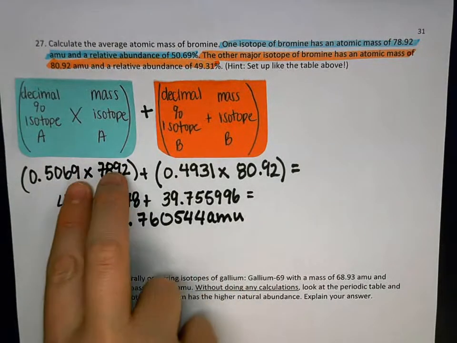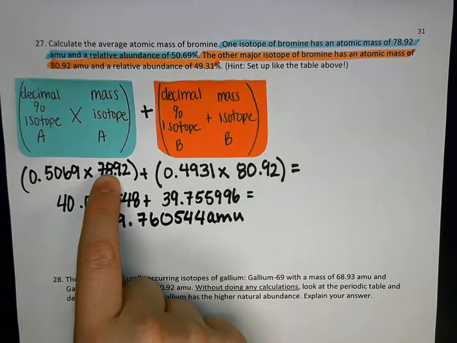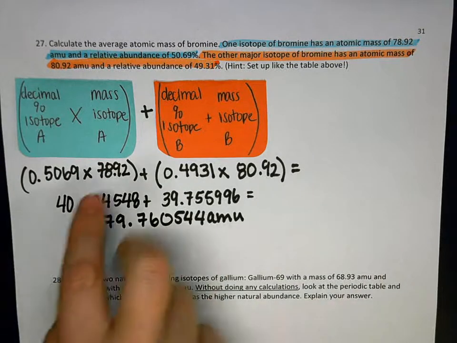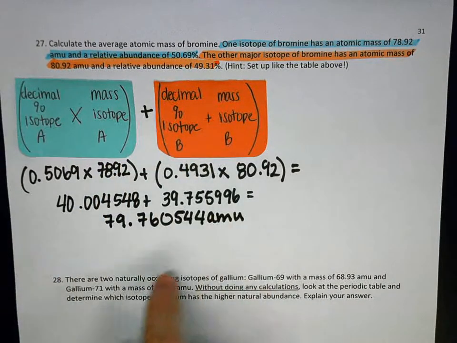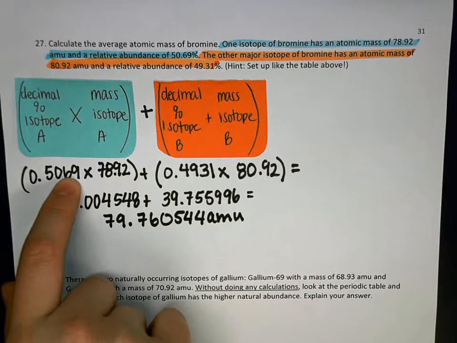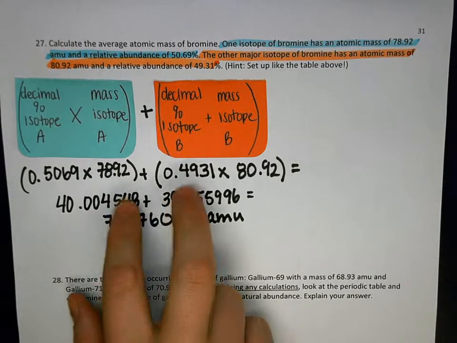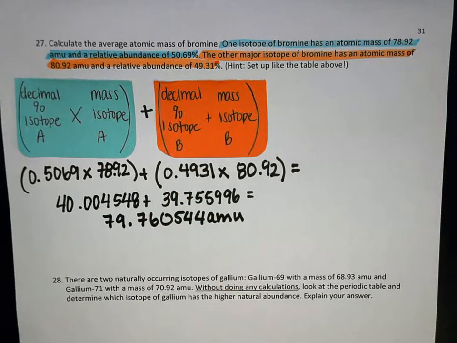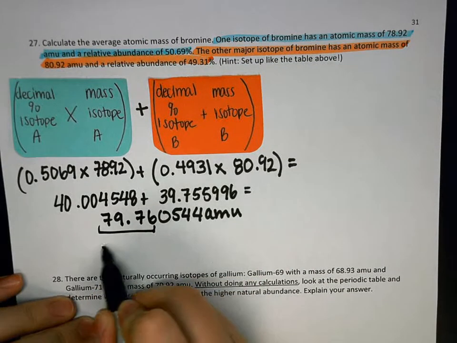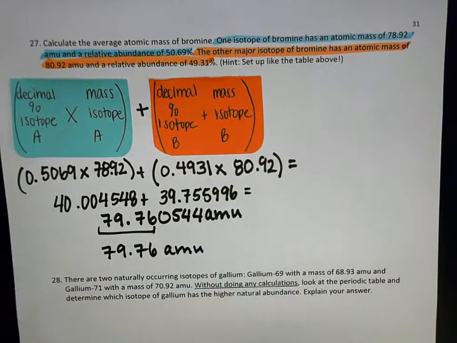Okay, so now we've got to figure out our number of sig figs. Our first step was to multiply these 2 numbers together. So this has 4 sig figs, this has 4 sig figs, so the answer here would have 4 sig figs. Then I add these numbers together, and because my answers here are going to have 2 decimals, whenever I add them together, I need to have 2 decimals. So whenever I round this to the correct number of sig figs, it becomes 79.76 AMU, atomic mass units.